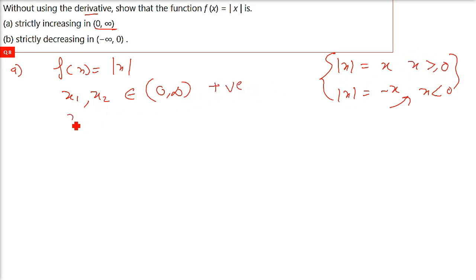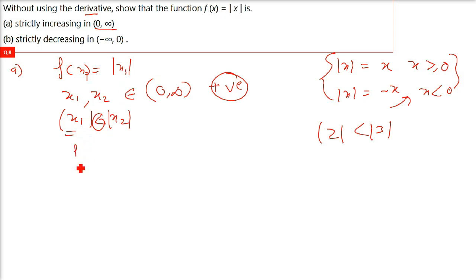So you say x1 is less than x2. There are two numbers, x1 less than x2, and these are positive numbers. You have 2 less than 3. If you take the modulus, it will not affect them, as they are positive numbers already. Doesn't matter, it will be less than only.